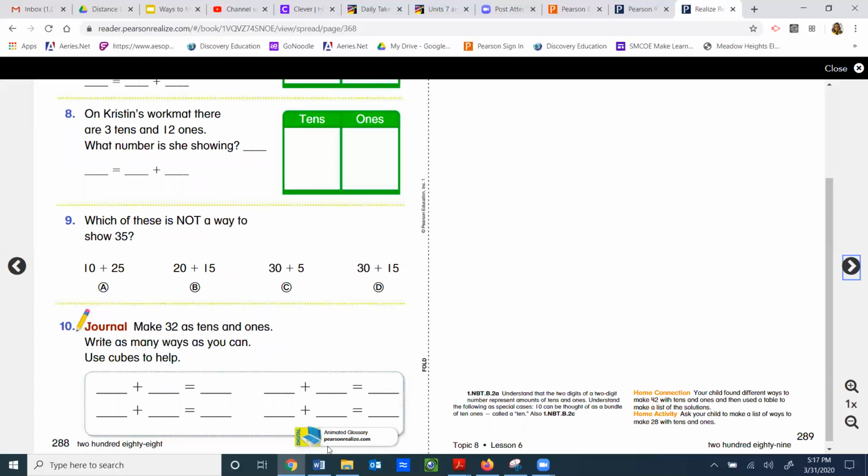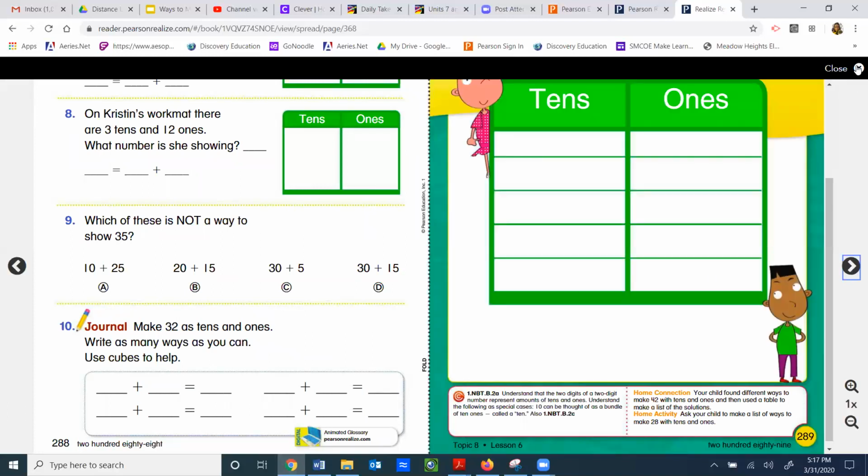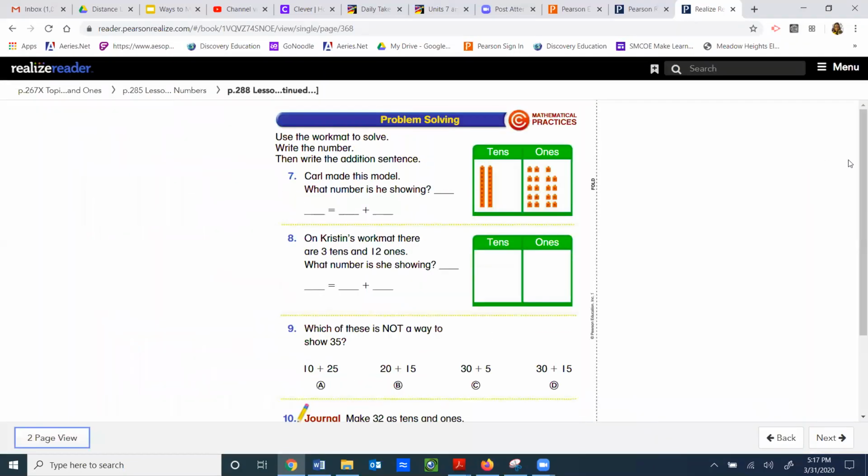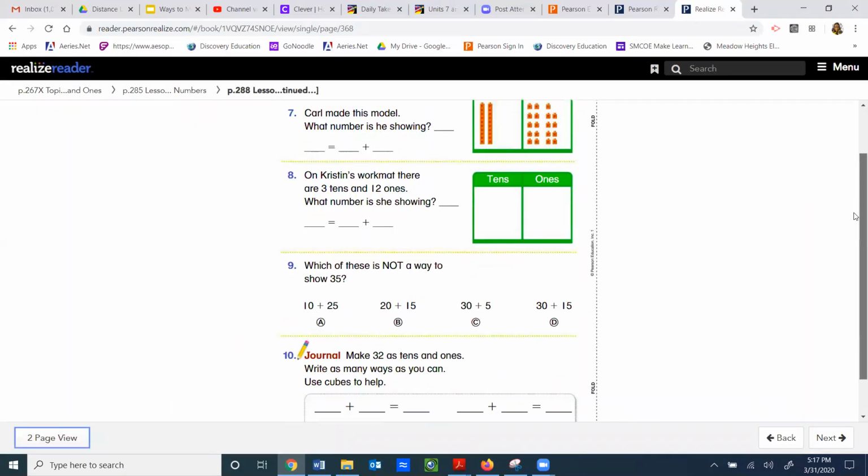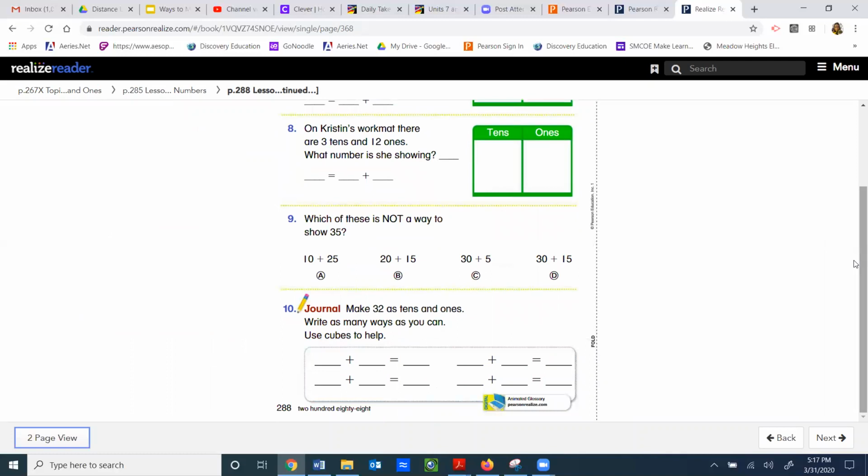Now, on the back side, you guys already know at this point, my favorite part is the journal, number 10. I'm going to go back to the 1-page view, and we're going to scroll down. I will read the other ones to you as well in case you would like to do them. Number 10 says, make 32 as tens and ones. Write as many ways as you can. Use the cubes to help. If you have cubes or you have something you'd like to use, go for it. If you want to draw the pictures, you may do that as well.